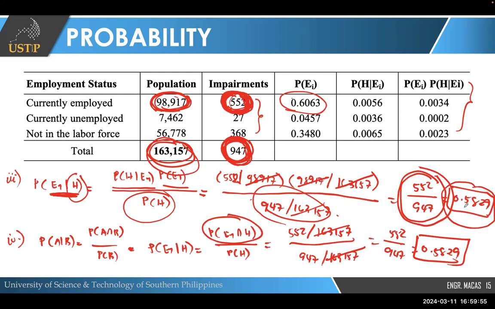So, gi-emphasize niya nga, if naa natay another event that is affecting your second event, it will also affect the probability. Okay? So, again, probability of being employed, 61%. Pero karon the probability of being employed given nga naa hearing impairment based na po sa study ang population is 58% na lang. Okay, so I hope you get the idea of conditional probability.